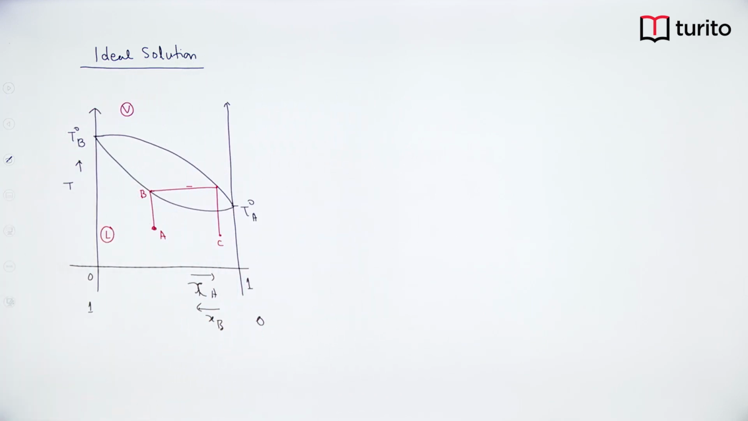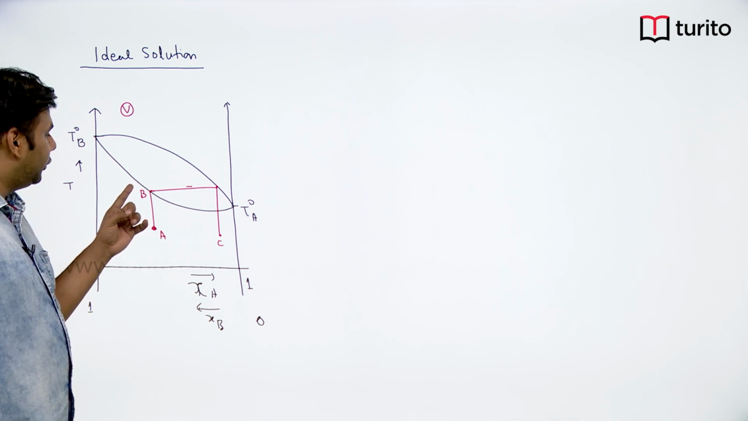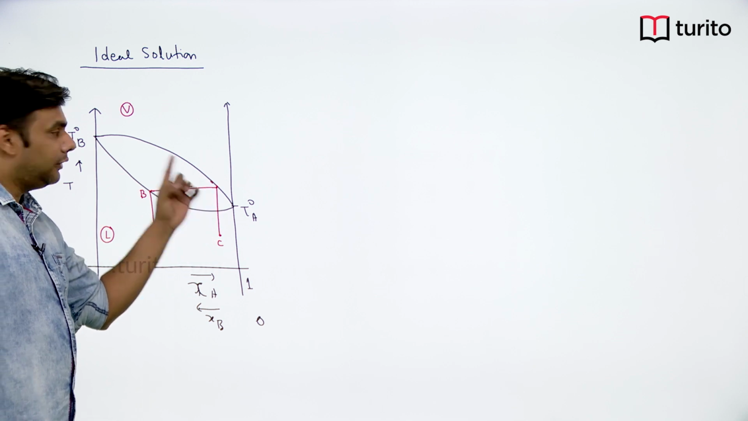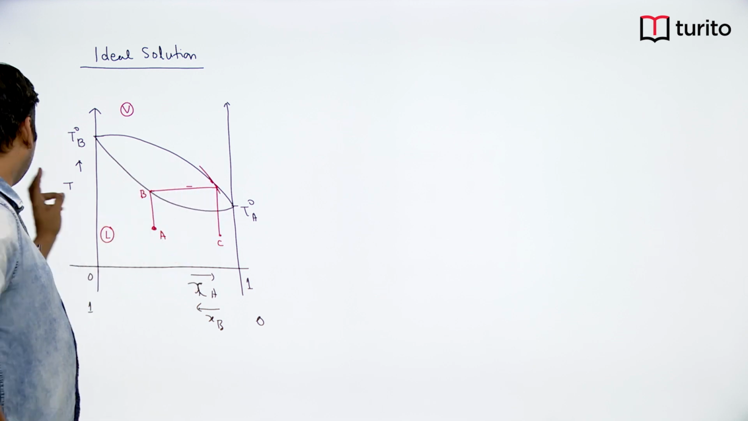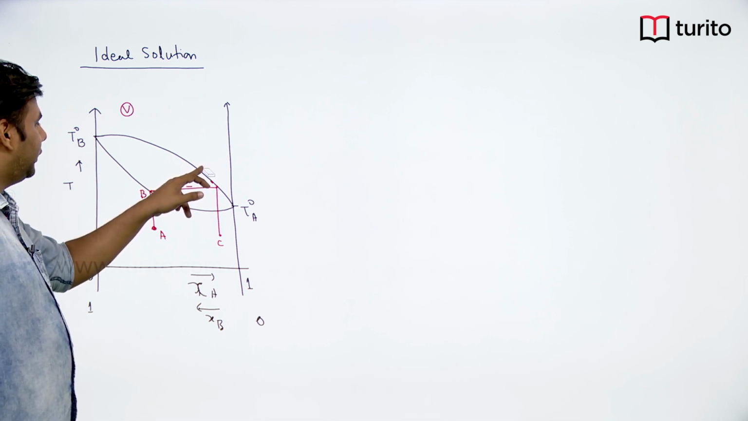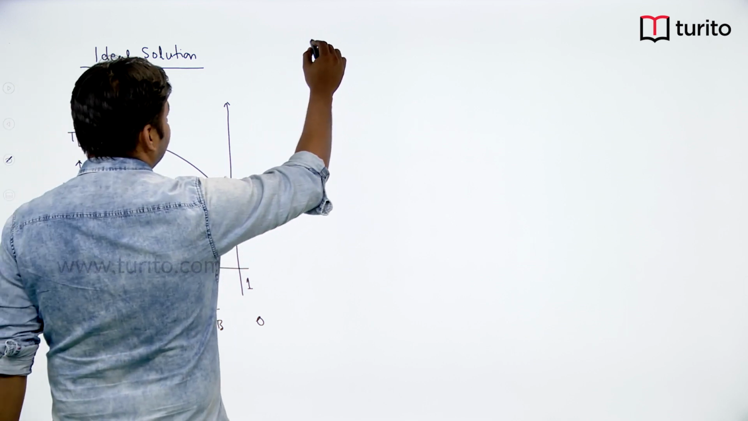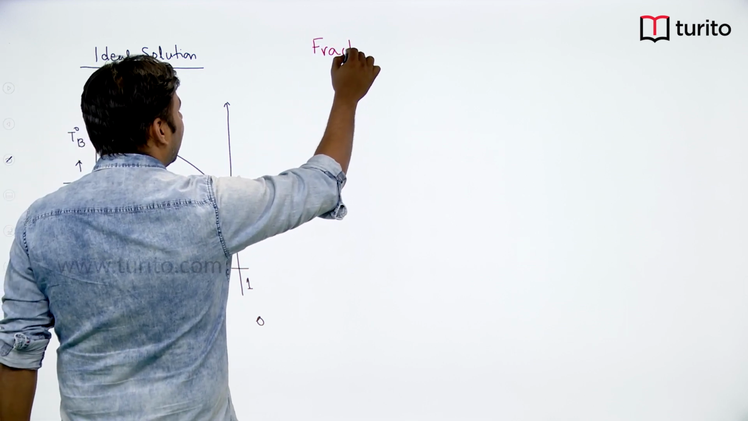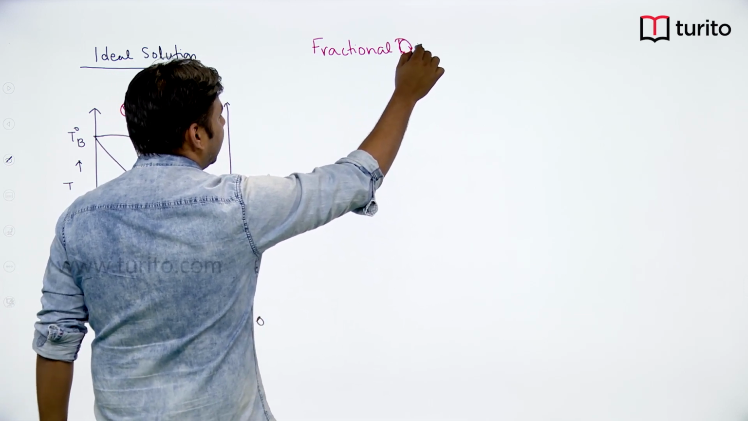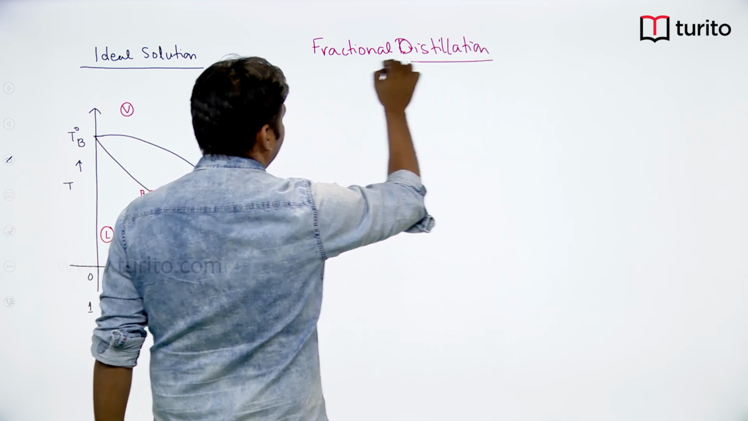So we started from point A and moved to point B, where the first trace of vapor would be formed. The composition of the vapor is found by just dropping the perpendicular on the vapor curve. So we got the composition over here, of the vapor. Now if we want to carry out fractional distillation, I hope you have studied this in your 11th class. Fractional distillation is basically doing the distillation over and over again through a fractionating column.